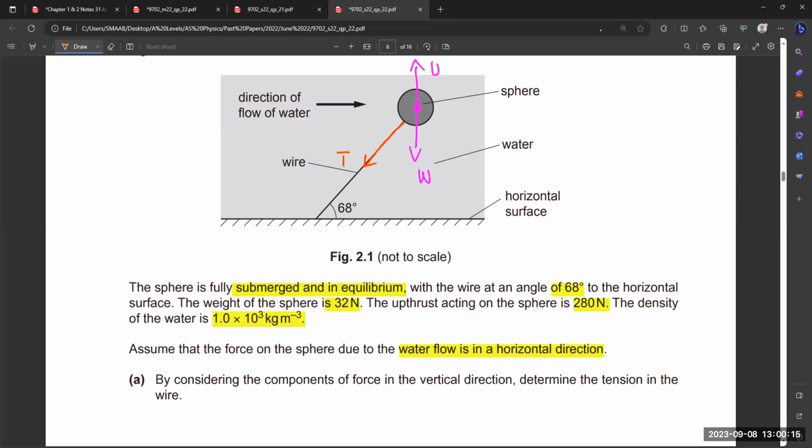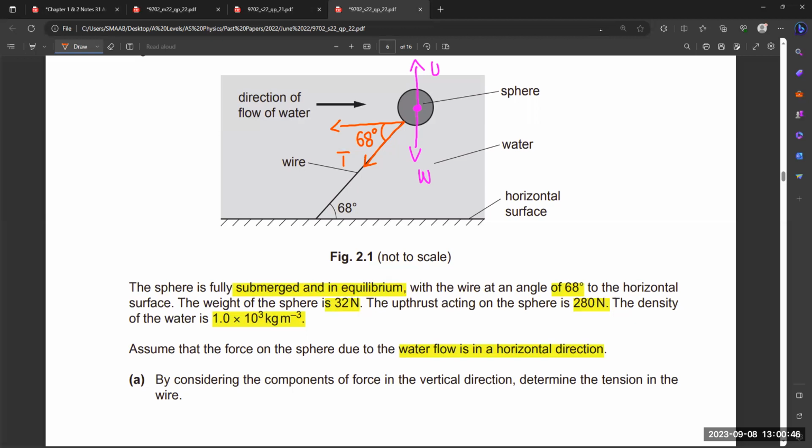The direction of flow of water is towards the right, so the opposite reaction force will be towards the left-hand side. And you know that this angle will also be equal to 68, because of the alternate angle. So this is the complete vector diagram of the forces.